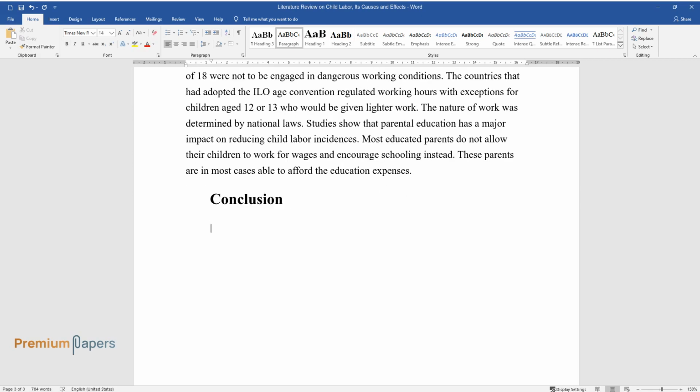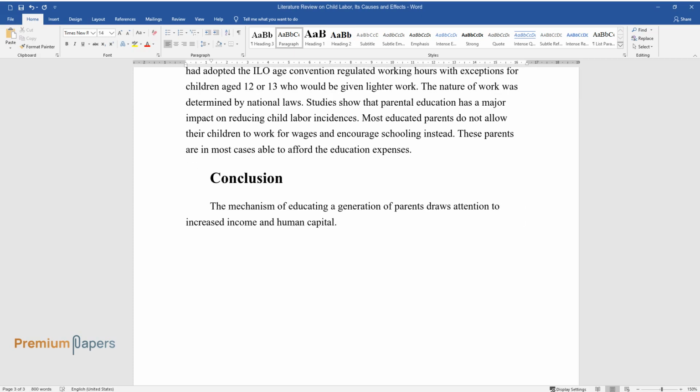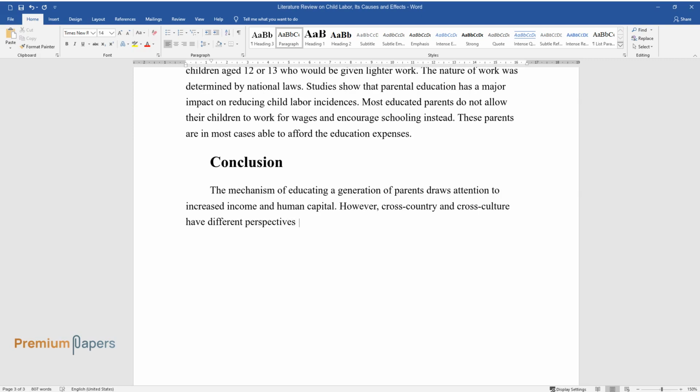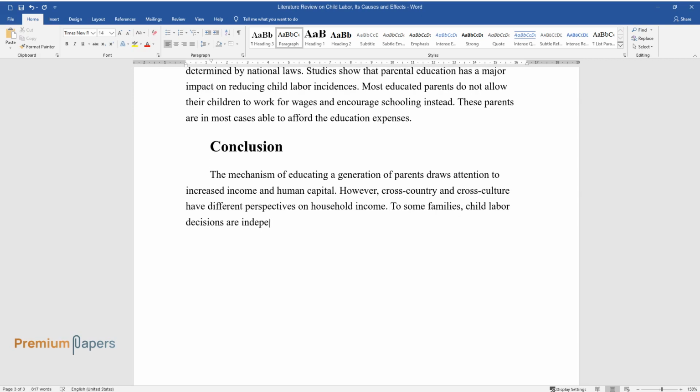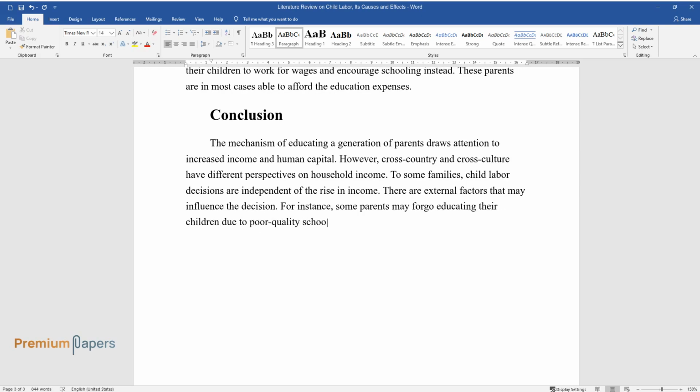Conclusion. The mechanism of educating a generation of parents draws attention to increased income and human capital. However, cross-country and cross-culture have different perspectives on household income. To some families, child labor decisions are independent of the rise in income. There are external factors that may influence the decision. For instance, some parents may forego educating their children due to poor quality schools.